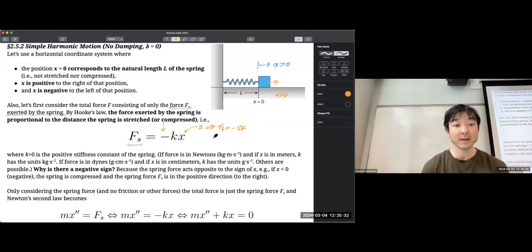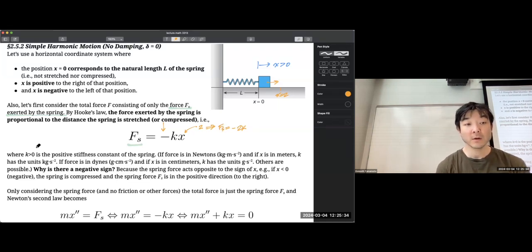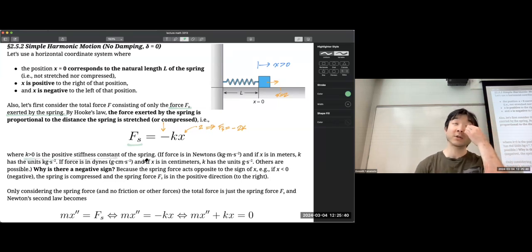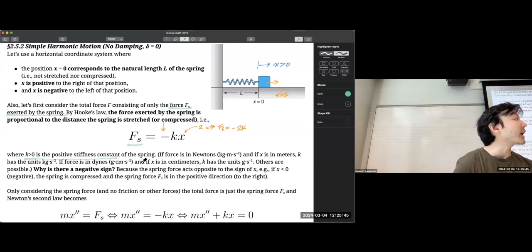So we'll just assume k is some positive number. It's called a positive stiffness constant. It just measures how stiff your spring is. So the stiffer your spring, the higher your k.